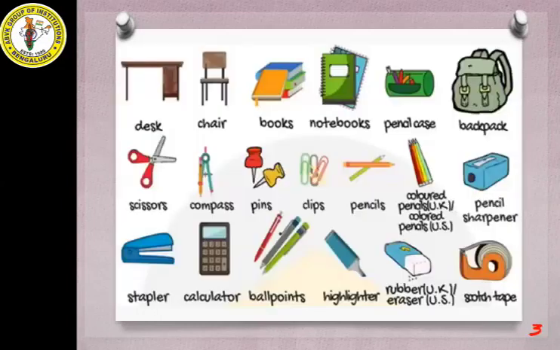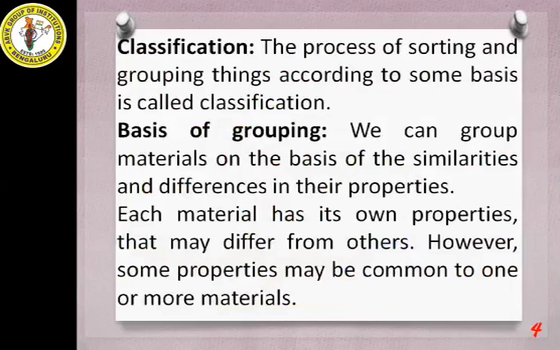If you look around, you can see in the school, for example. In a school, you can see desk, chair, books, notebooks, pencil case, backpack, scissors, compass, pins, clips, pencils, color pencils, pencil sharpener, stapler, calculator, ballpoints, pen, correct? Highlighter, rubber, eraser. N number of things you can see around you in the class. So all are made up of different materials.